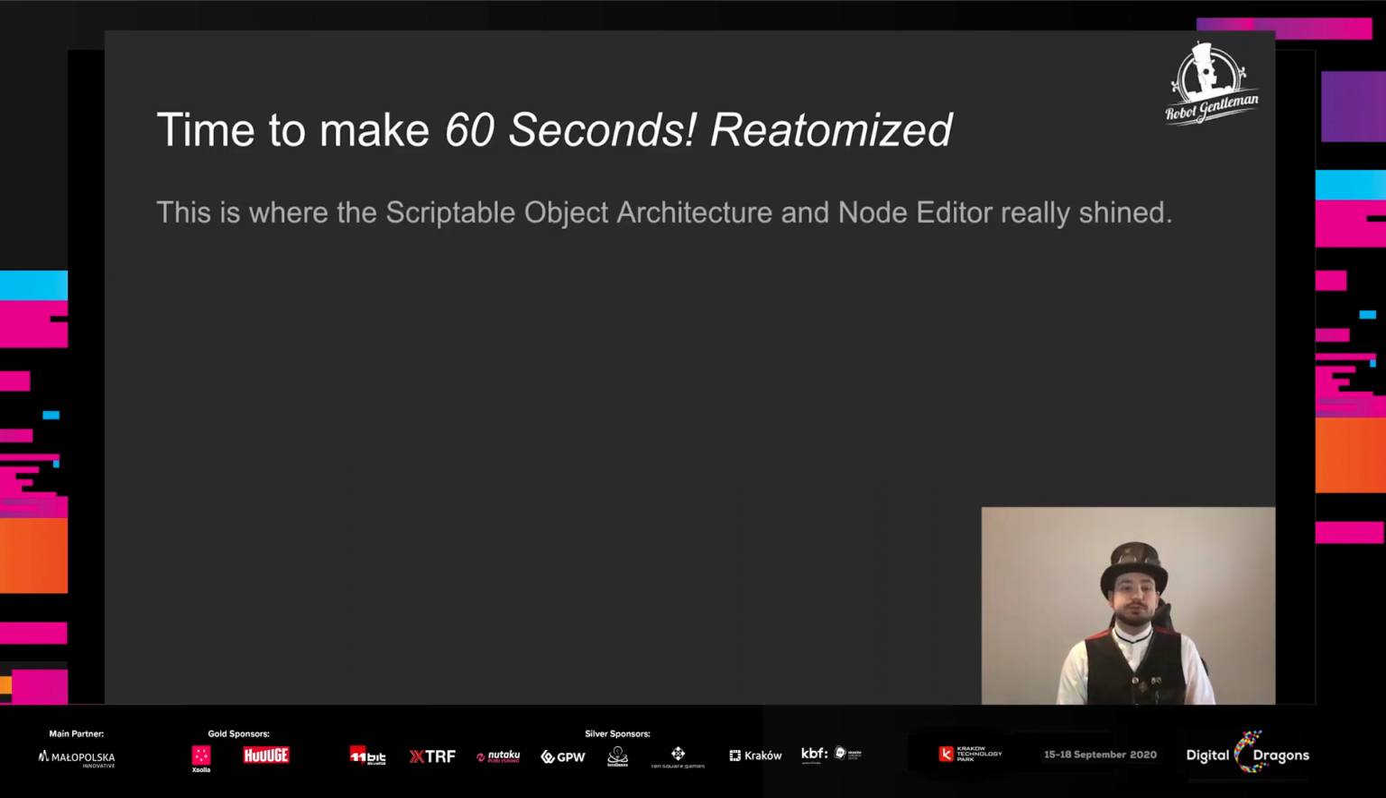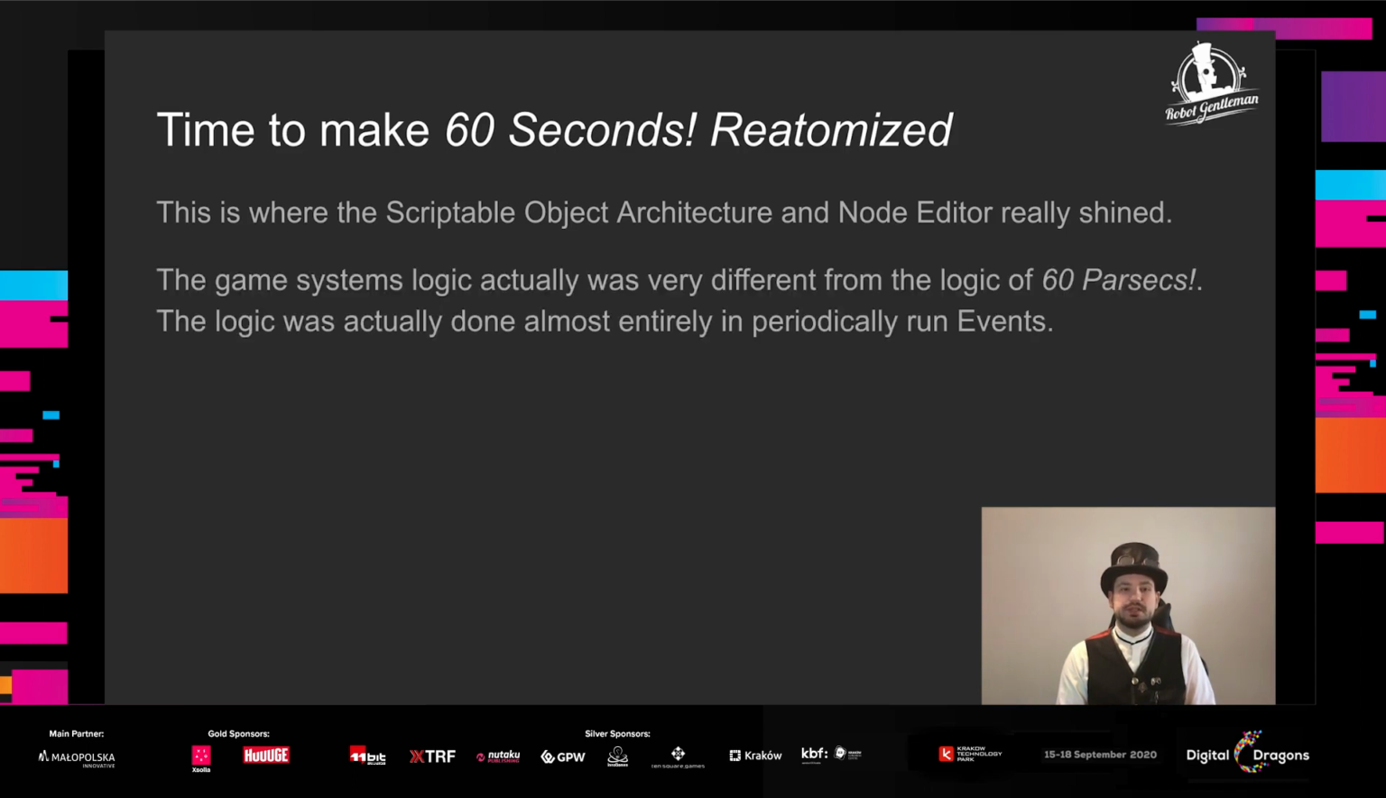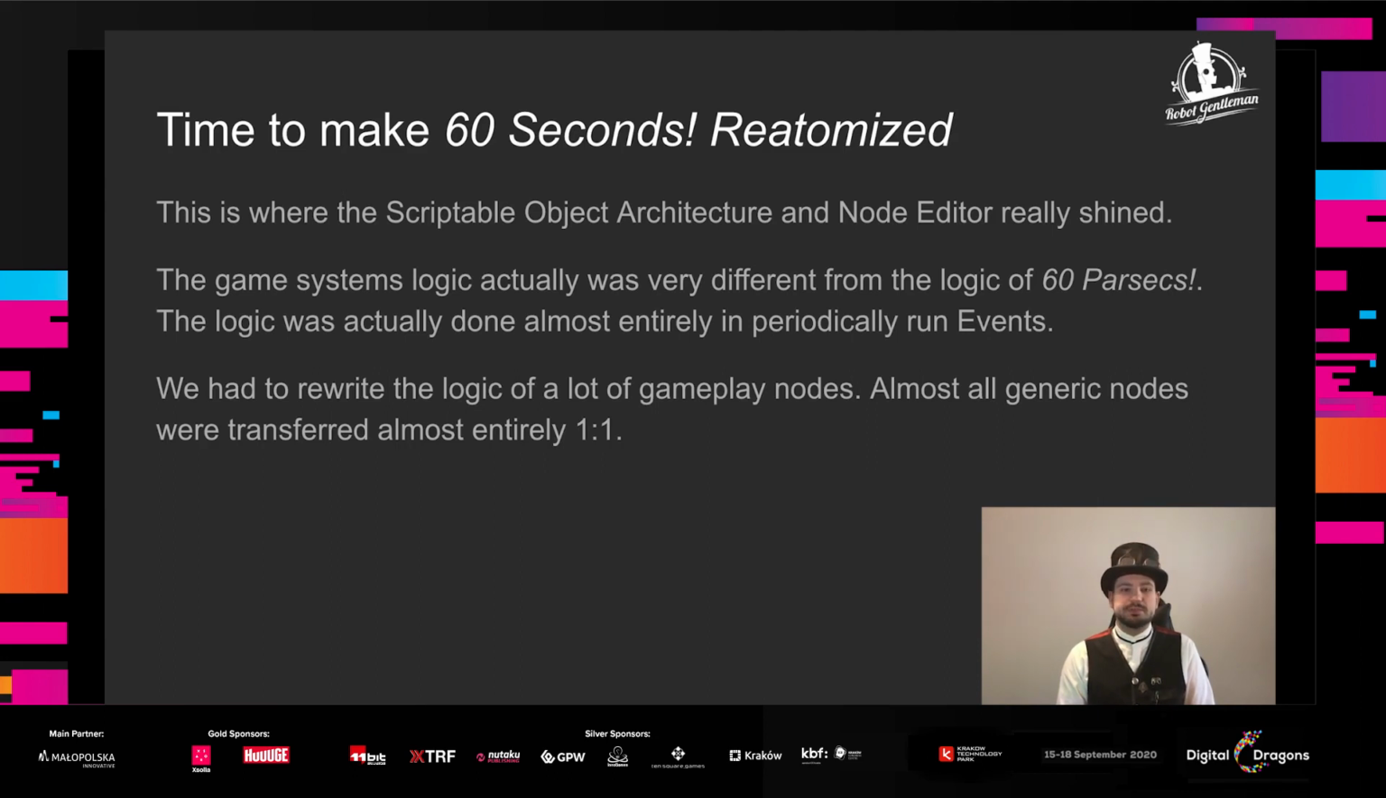And when we decided to create the Reatomized version, it was where the scriptable object architecture and node editor really shined. As the game system's logic, for example rationing, actually was very different from the logic of 60 Parsecs and would require rebuilding this logic in code from scratch, this was actually done almost entirely in periodically run events. Even though both of the games are very similar, we had to rewrite the logic of a lot of gameplay nodes. But almost all generic nodes, such as ifs, calculation nodes, etc., were transferred almost entirely one-to-one.